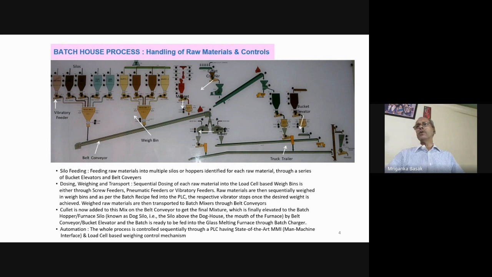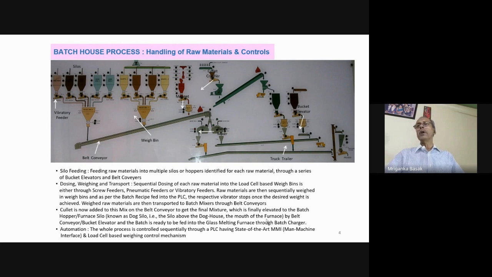Now, the glass technologists, who are supposed to be the experts on the glass, already give the recipe of the particular glass requirement for their furnace. Recipe of different raw materials. And these recipes are fed to the PLC, sequentially. According to the sequence of feeding of the recipe and the weight of each raw material in the recipe, each raw material is sequentially brought down to the respective weigh bins. They are weighed and brought down to conveyors or bucket elevators for further transport of the raw materials.